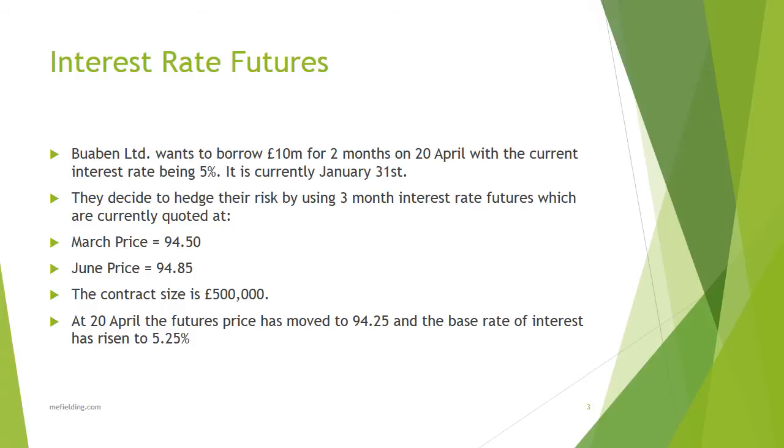You are then given two prices, so you have March and June, and usually in ACCA, ICAEW they'll give you 2 or 3. Notice therefore that these are given as months, so a March price is 94.5 and a June price is 94.85. What's happening here is that the month tells us the month in which they close. So in other words, a March interest rate future will close in March.